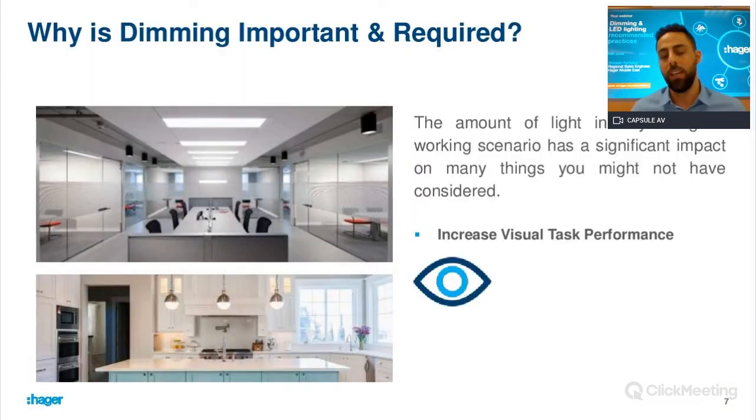Second one, it increases visual task performance. We are speaking here about workplaces, about our kitchens in our homes, about museums, about shows, paint shows, or others. We want to make sure that we are delivering the correct light level in all these spaces. How are we going to do so? By dimming. So in many areas, it is mandatory to have it.